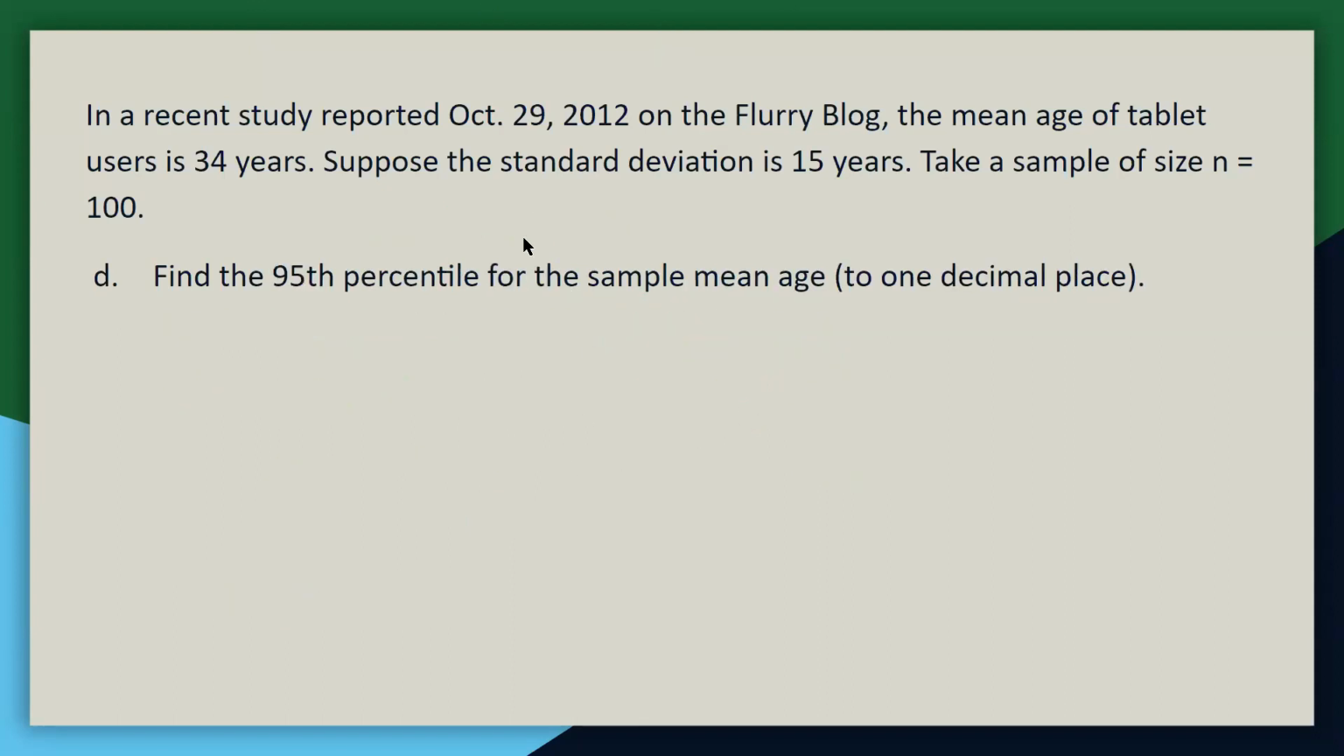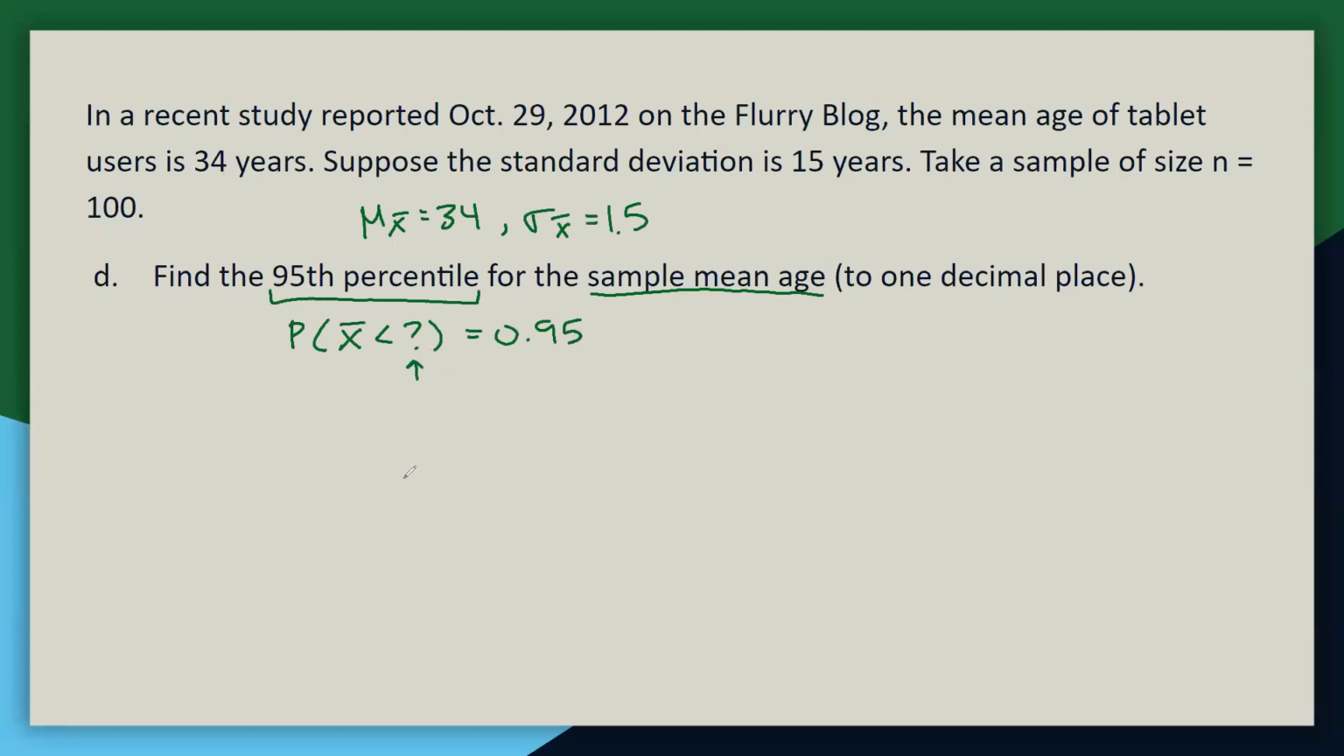And then the last question says, find the 95th percentile for the sample mean age to 1 decimal place. So again, we know for our sampling distribution, as we're looking at sample mean age, the mean is 34, and the standard error of the mean is 1.5. And we know to find percentiles, they're giving us a percentage. They're saying P of X bar less than whatever value we're looking for is equal to 0.95. We just need to figure out what that is.